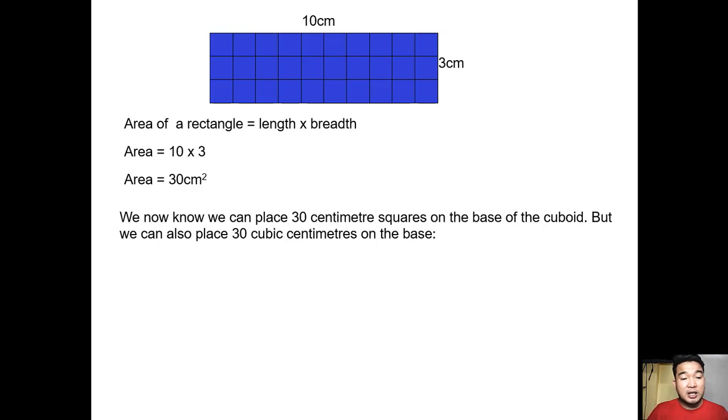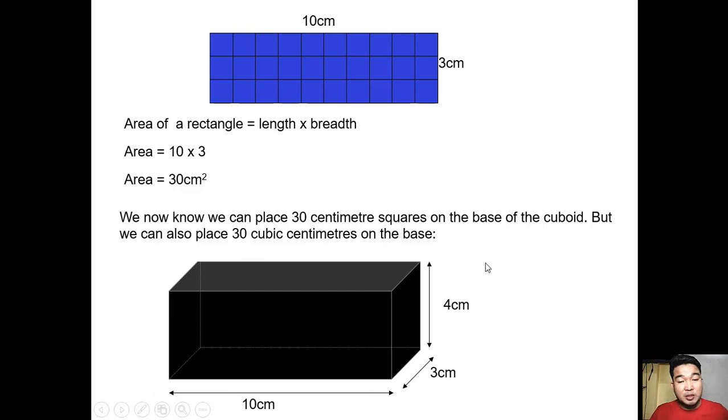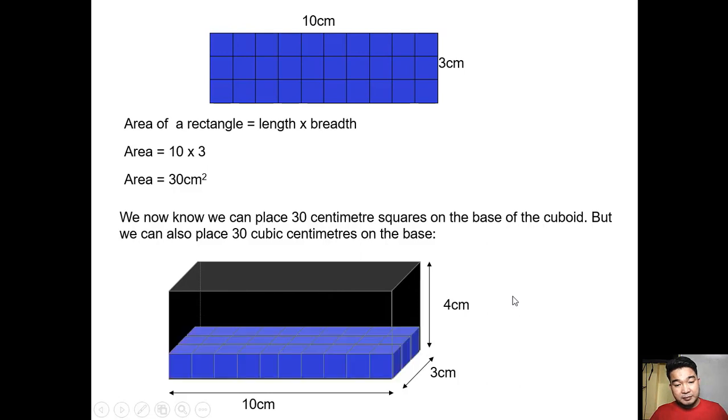We now know that we can place 30 centimeter squares on the base of the cuboid, but we can also place 30 cubic centimeters on the base. So suppose that we have here the given prism. So there you go, the 30 square centimeters, yung 30 cubes na meron tayo kasi that is the area of our base.